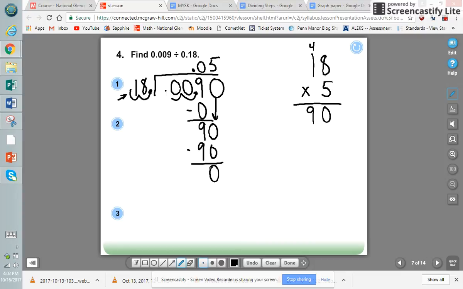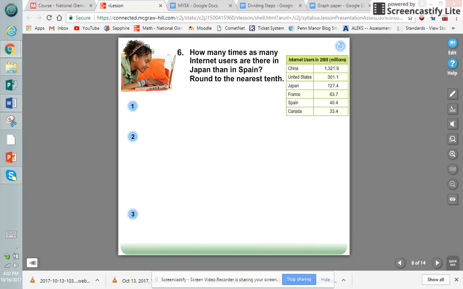How about taking a look at one quick word problem in the setup? This might help those of us that are maybe struggling a little bit with word problems, specifically maybe this evening on our work at home. The question is, how many times as many internet users are there in Japan than in Spain? Let's round to the nearest 10th.